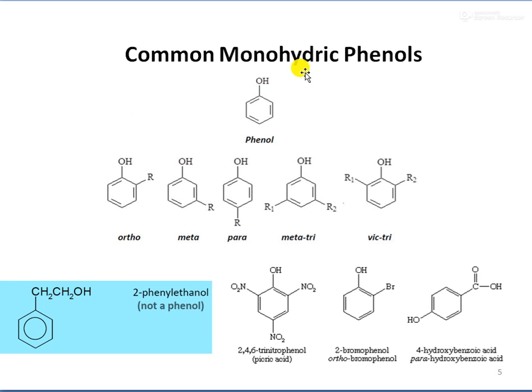Then these are the common monohydric phenols. In monohydric phenols, in addition to the OH group, there can be other substituents at the ortho, meta or para positions. The substituents can be a single one or two substituents. And the two substituents can be either at the ortho positions or at the meta positions. And in certain cases, all the ortho and the para positions are substituted, like the one in picric acid.